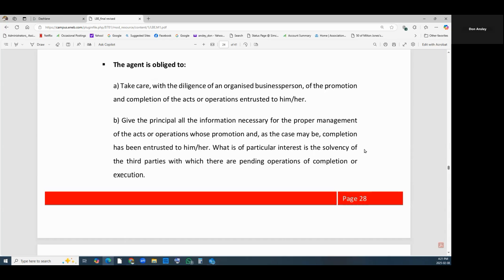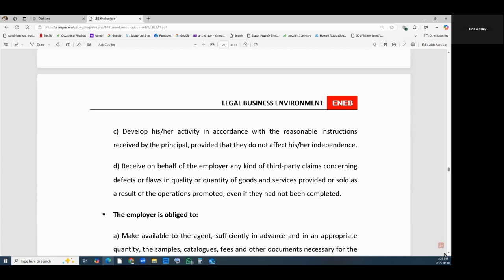What is of particular interest is the solvency of the third party with which there are pending operations of completion or execution, and they develop his or her activities in accordance with the reasonable instructions received by the principal, provided that they do not affect his or her independence, and to receive on behalf of the employer any kind of third-party claims concerning defects or flaws in quality or quantity of the goods and services provided and sold as a result of the operations promoted, even if they had not been completed.